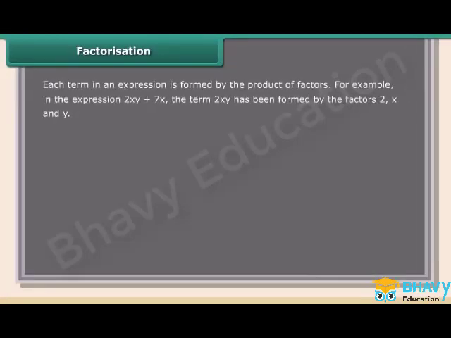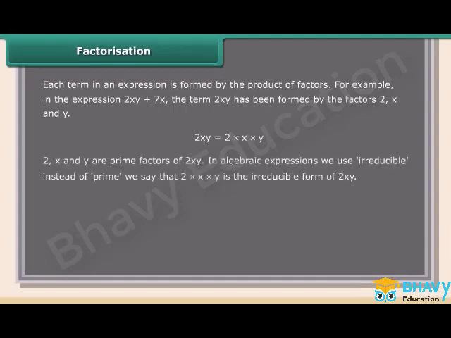Factorization. Each term in an expression is formed by the product of factors. For example, in the expression 2xy plus 7x, the term 2xy has been formed by the factors 2x and y. 2xy is equal to 2 into x into y. 2x and y are prime factors of 2xy. In algebraic expressions, we use irreducible instead of prime. We say that 2 into x into y is the irreducible form of 2xy.